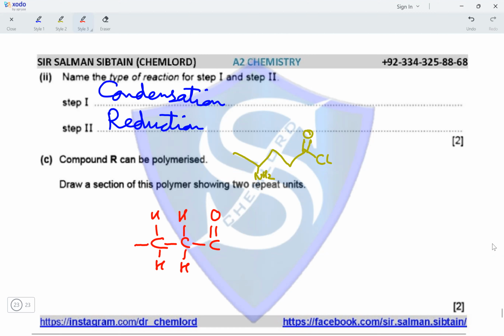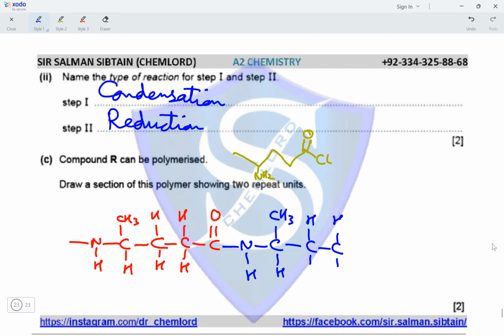Then this CH will be attached to a CH3 on one side, H on one side, and NH on one side. So this is one repeat unit, and this will be bonded to another repeat unit, which will start with NH, then go on to CH3 and H, then with two CH2 groups present in the chain, and the second repeat unit would end with a C double bond O group.